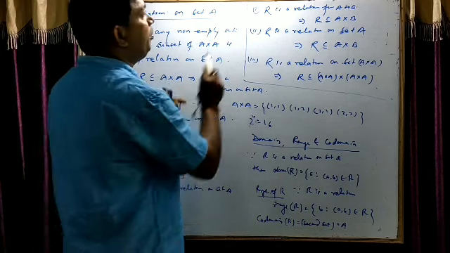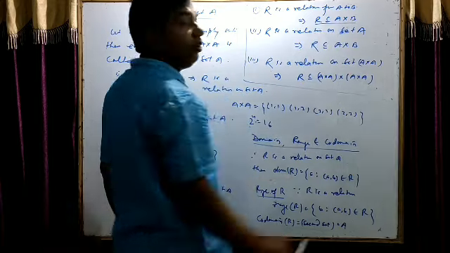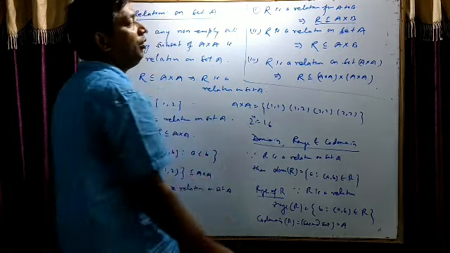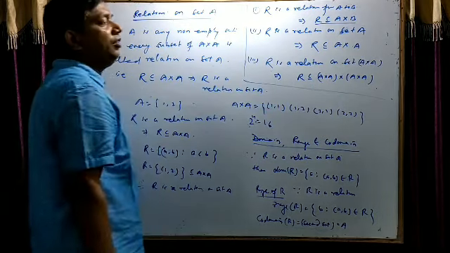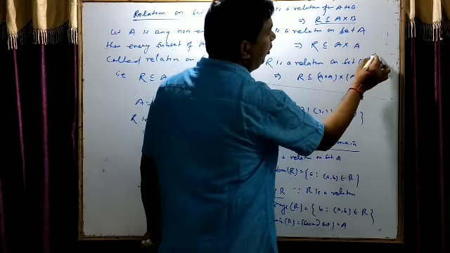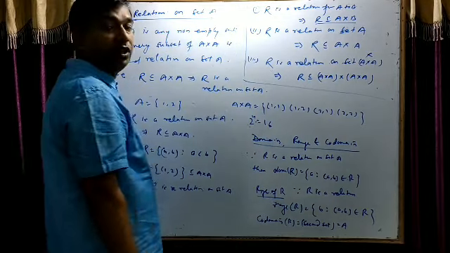And this is also a very important thing I explained. R is a relation from A to B means R is a subset of A cross B, and R is a relation on set A means R is a subset of A cross A. And R is a relation on a set X means R is a subset of X cross X. Clear?